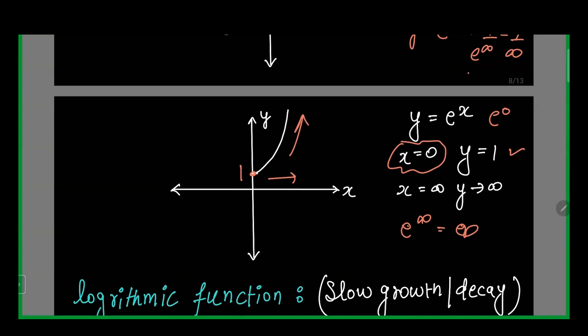Now, what about the negative x-axis? If I put x equals minus infinity, your y will become e raised to minus infinity, or 1 by e raised to infinity, or 1 by infinity, which is 0. So on the negative side, your graph goes to 0. So this will be your graph.